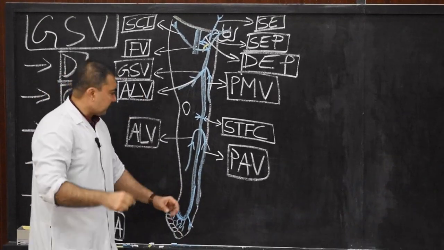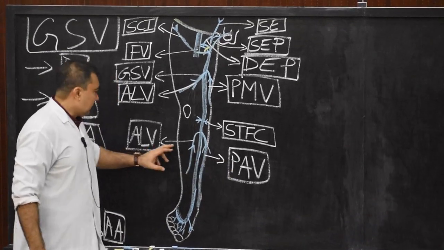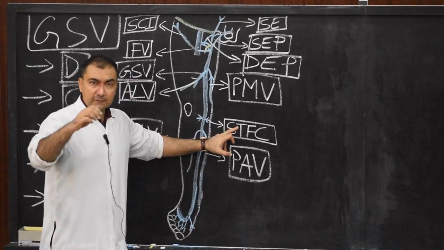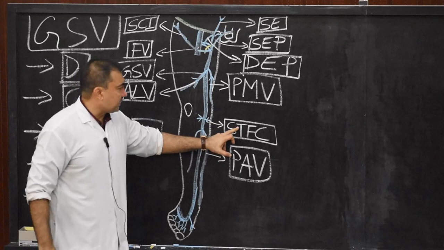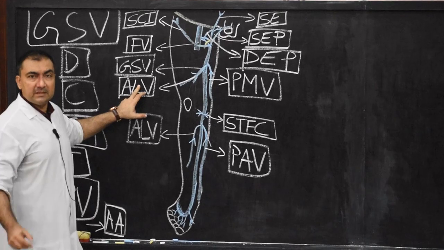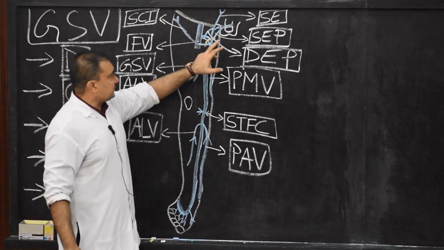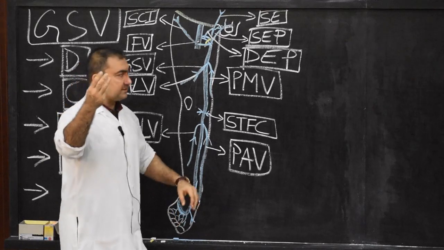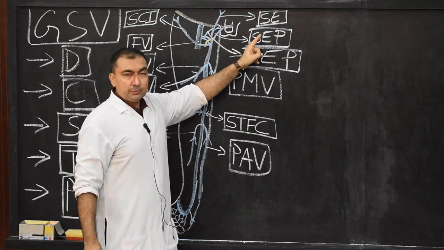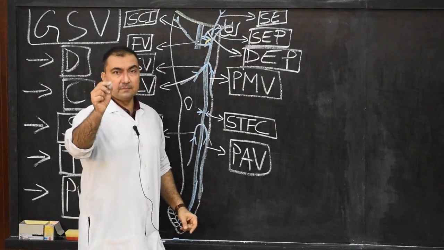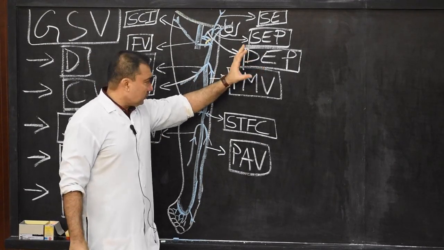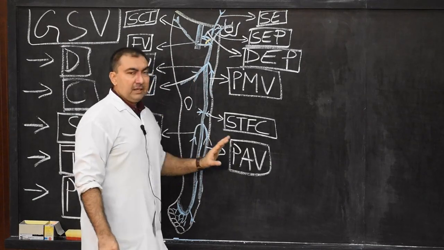Let us go through them quickly. Number 1, posterior arch vein. Number 2, anterior leg vein. Number 3, short tributaries from the calf, mainly communicating with the small saphenous vein. Number 4, posterior medial vein of the thigh. Number 5, anterolateral vein of the thigh. Numbers 6, 7, 8 are the 3 tributaries: superficial circumflex iliac, superficial epigastric, and superficial external pudendal. And number 9 is the deep external pudendal vein. So altogether, these are the tributaries of the great saphenous vein.